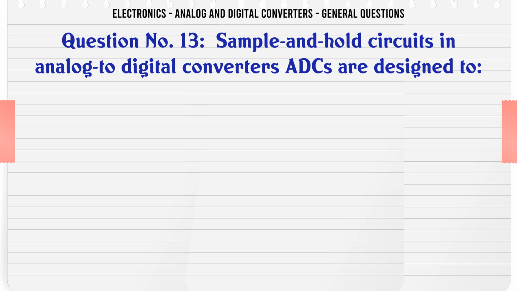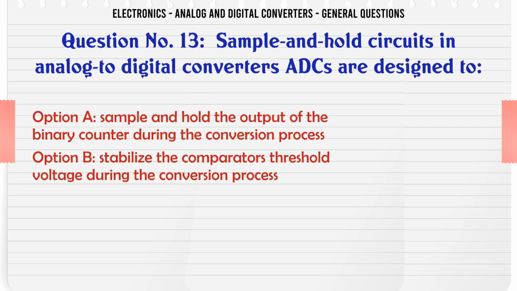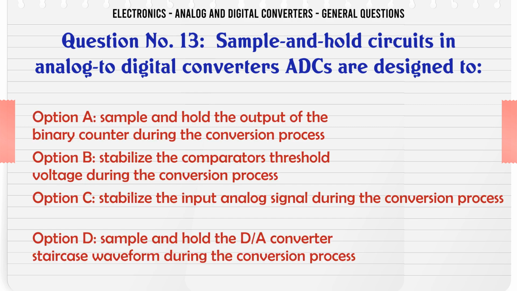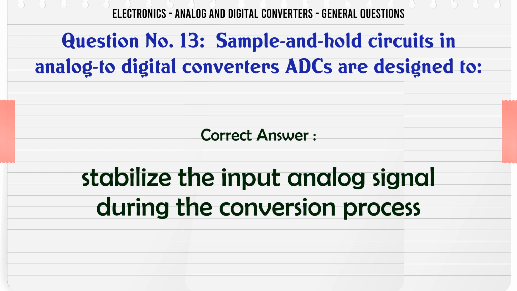Sample and hold circuits in analog to digital converters ADCs are designed to A. Sample and hold the output of the binary counter during the conversion process. B. Stabilize the comparator's threshold voltage during the conversion process. C. Stabilize the input analog signal during the conversion process. D. Sample and hold the DA converter staircase waveform during the conversion process. The correct answer is stabilize the input analog signal during the conversion process.